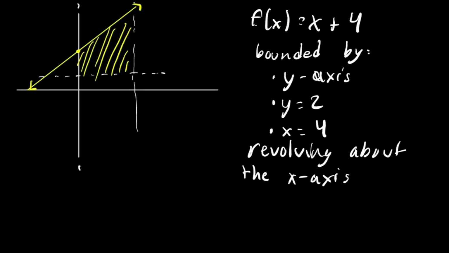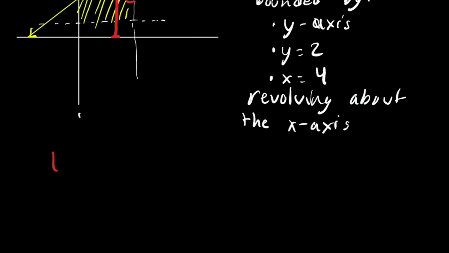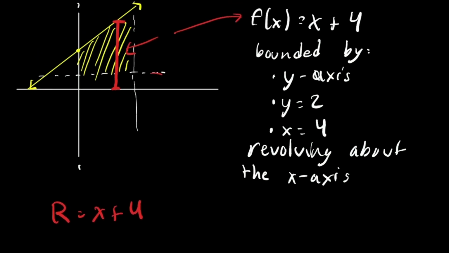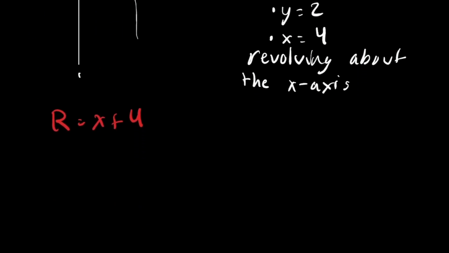All right, so big R. That is this distance all the way down to the axis of rotation, which is the x-axis. So that distance is just our function. So big R equals x plus 4. And our little r is the hole, which is from the x-axis to 2. So little r equals 2.